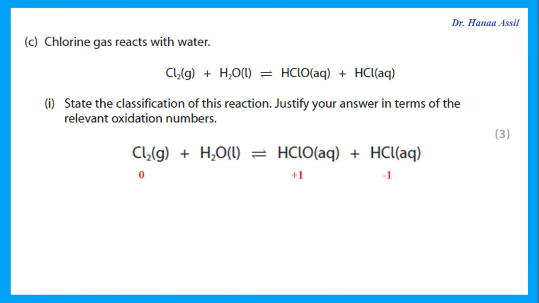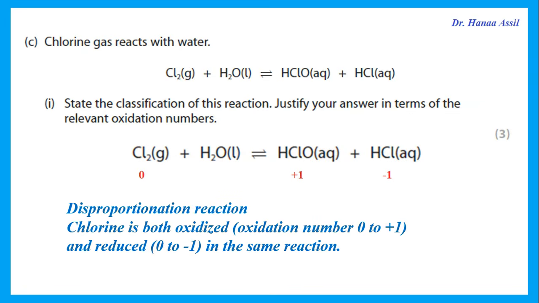In HCl, of course, the H is plus 1, so the Cl is minus 1. And that means that this kind of equation is what? This kind of reaction is a disproportionation reaction, in which a species is both oxidized and reduced in the same reaction.